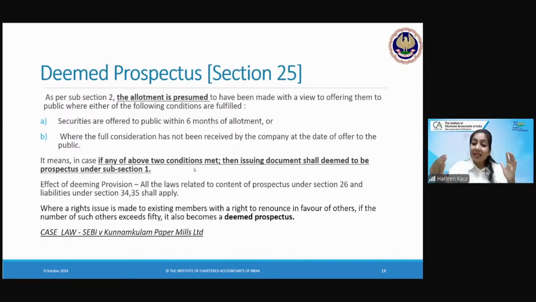And the issuing house has not received the full money from the public. So that means your intention was to go to the public only. You just made use of us by giving a document to the issuing house. Your basic intention was to go to the public only for the security. So it was deemed to be the prospectus.